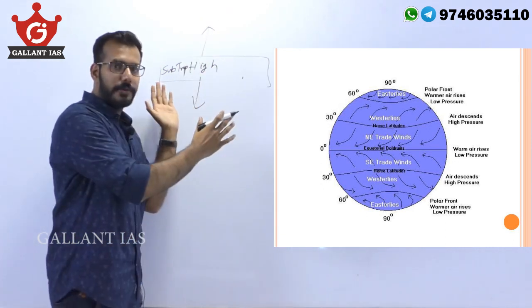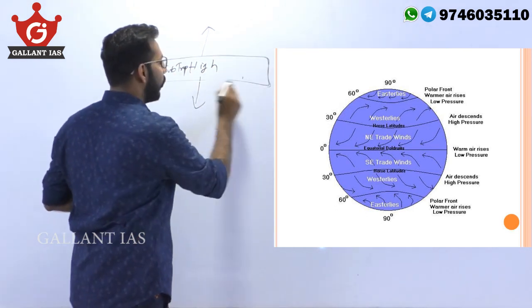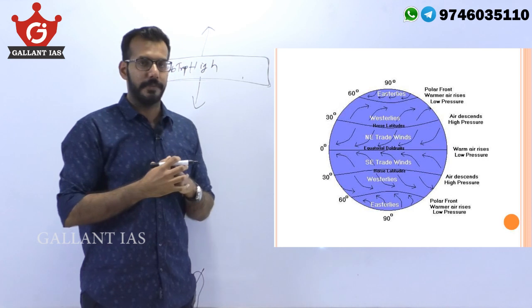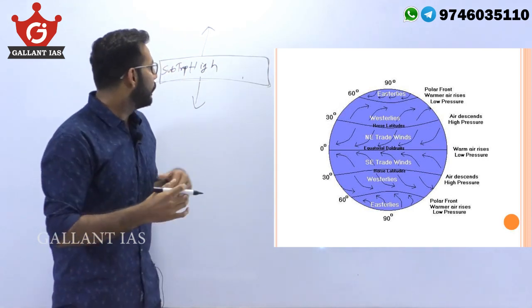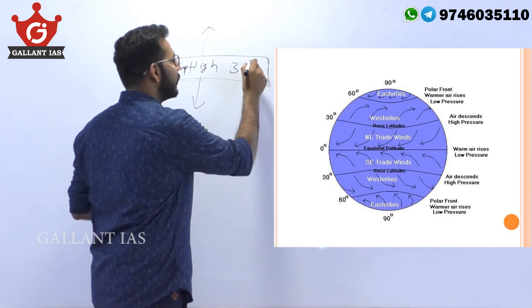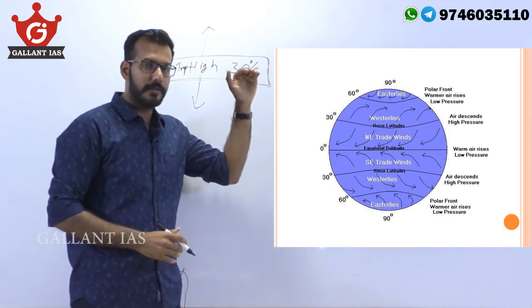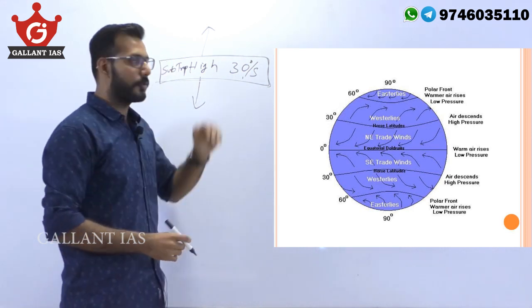This region is also known as the horse latitudes, and this is a region of anticyclonic activity. Now, this occupies the region of 30 degrees north and south. Both in the northern hemisphere and the southern hemisphere, we can find the subtropical high.